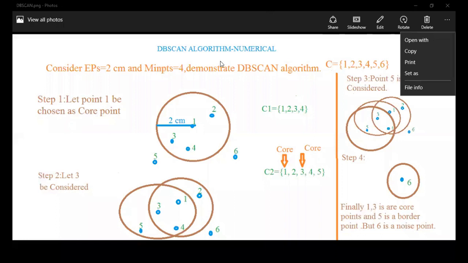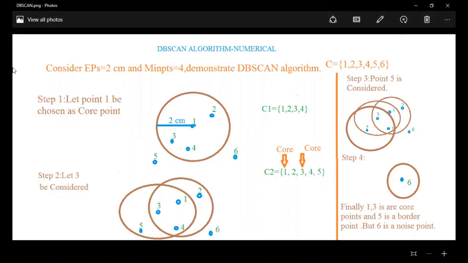We'll go with a numerical on the DBSCAN algorithm. So consider EPS equal to 2 centimeters and minimum points as 4. Demonstrate the DBSCAN algorithm with the points 1, 2, 3, 4, 5 and 6. Now the radius given is 2 centimeters. So in step 1, let point 1 be chosen as a core point. So out of 6 points, I'm choosing point 1 as the core point. After choosing 1 as the core point, I'm drawing a radius of 2 centimeters around 1.